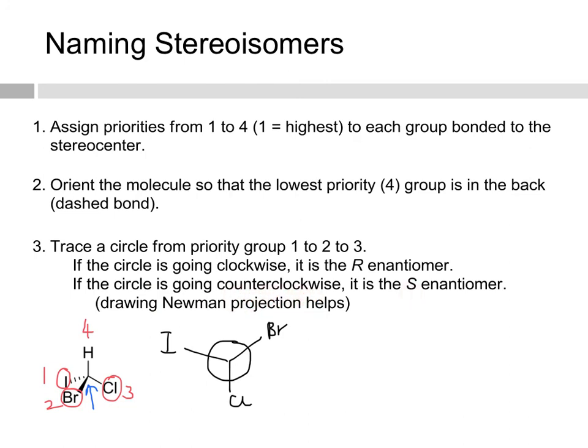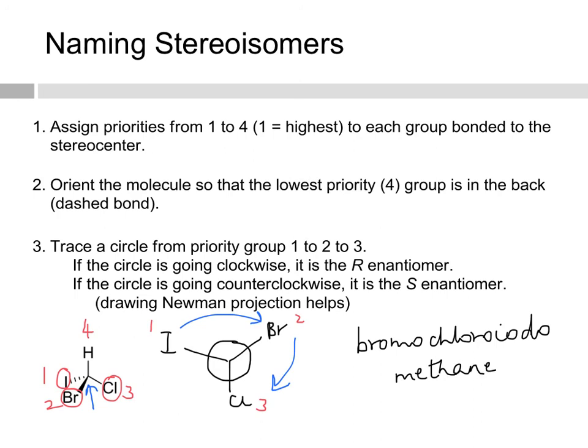And we know that iodine was 1, bromine was 2, chlorine was 3. So when we trace the circle 1 to 2 and 2 to 3, we are going in the clockwise direction. If it's clockwise, it's the R enantiomer. And so we can name the compound. And the compound name without any stereochemistry is bromochloroiodomethane. And we know that we were going clockwise, and so it's the R enantiomer. So you put a hyphen and R in parentheses in the front. The R is going to be italicized.